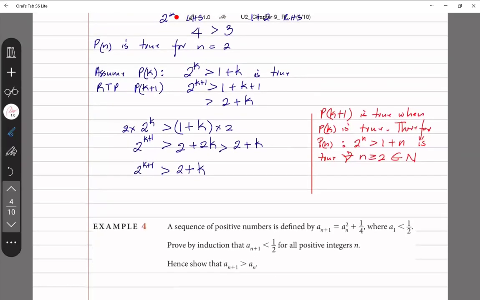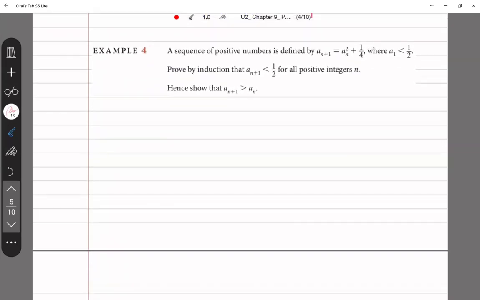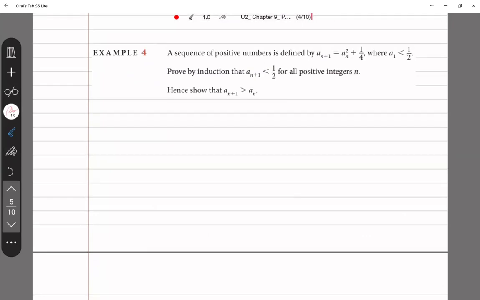So next we're going to look at example 4. Example 4 says, a sequence of positive integers is defined by a subscript n plus 1 is equal to a n squared plus a quarter, where a1 is less than a half. Prove by induction. All right, so this is what we have to prove by induction. So that is my Pn statement, that a n plus 1 is less than a half.